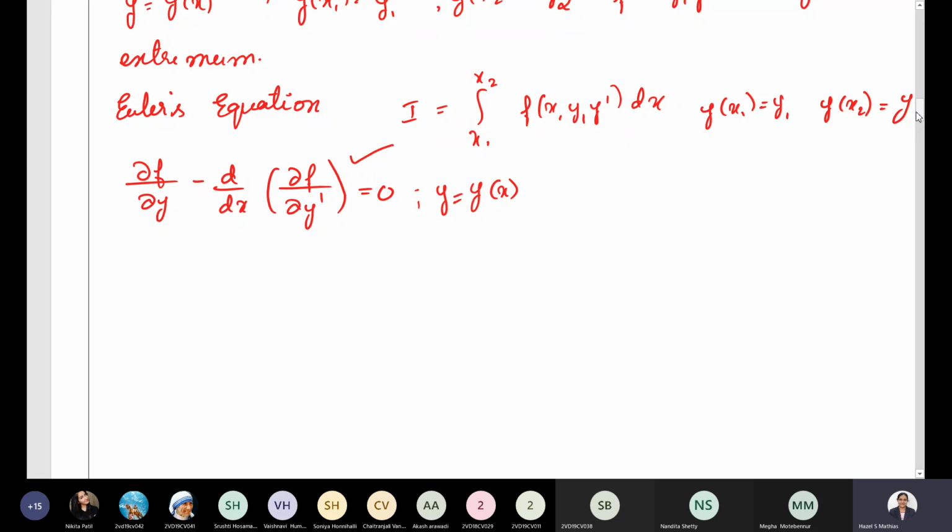So we have derived this Euler's equation in the previous class, which is a very important concept. Everybody please go through that. We have also discussed 2 questions based on that. Let's discuss a few more examples in today's class.